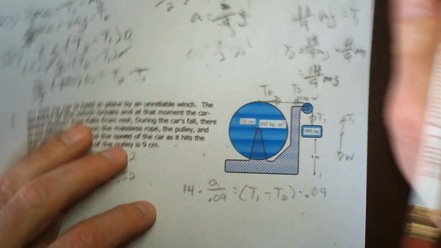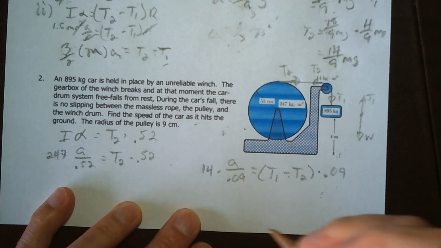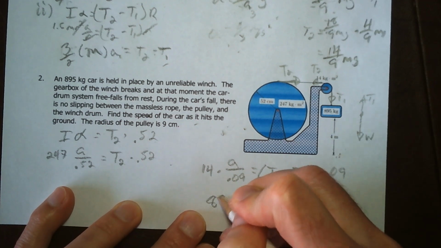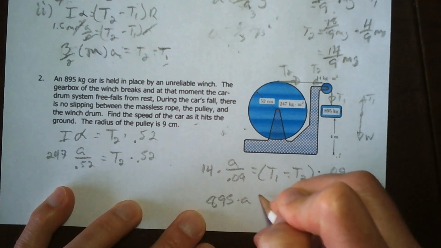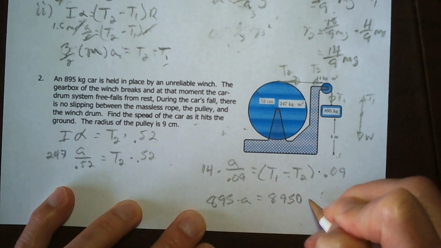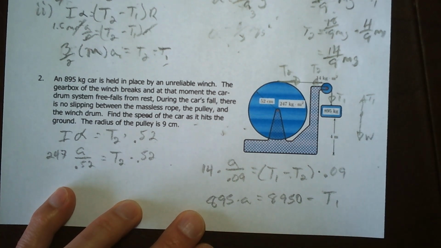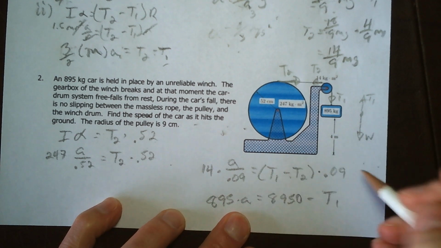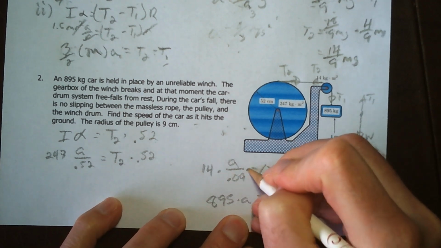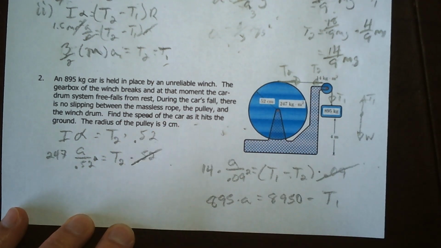So I need one more equation, and that's going to come from this one here, and that's going to be 895A, that's MA, equals the weight of this, 8,950 minus T1. So I think what I'm going to do is divide this equation by 0.09, so that's going 0.09 squared. I'm going to divide this equation by 0.52, so 0.52 squared here.